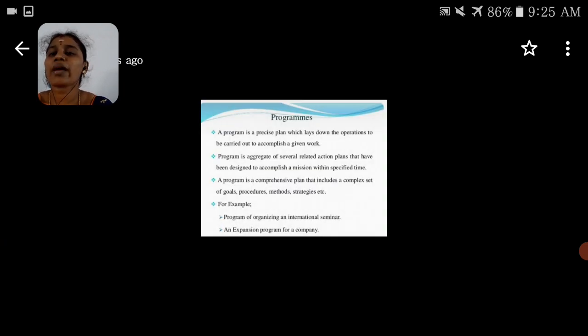Next one is programs. A program is a precise plan which lays down the operations to be carried out to accomplish a given work. Program is an aggregate of several related action plans that have been designed to accomplish a mission within a specified time. A program is a comprehensive plan that includes a complex set of goals, procedures, methods, strategies, etc. For example, program of organizing an international seminar.